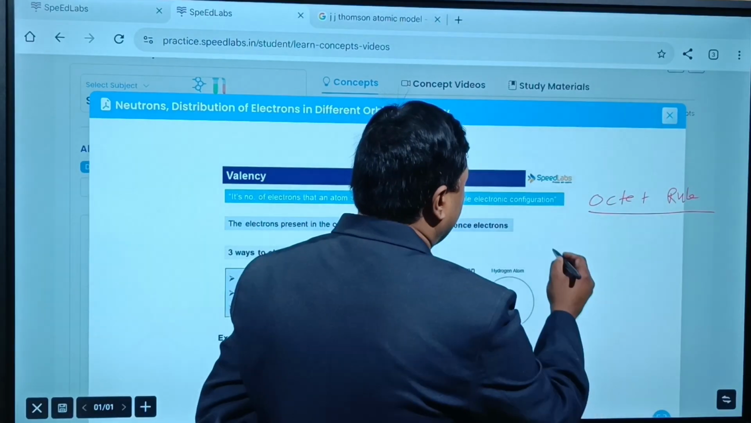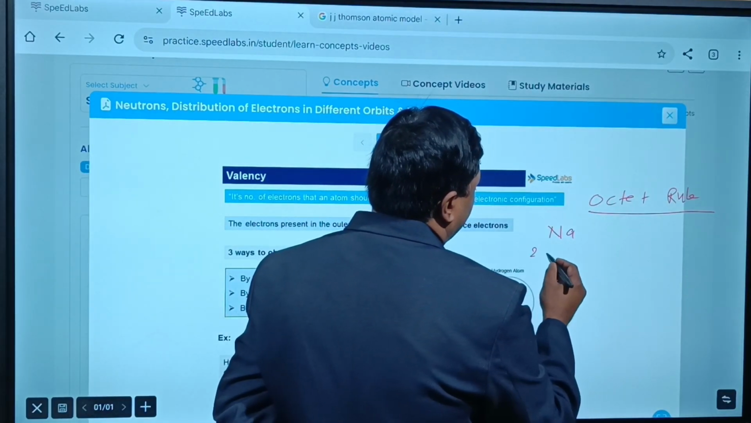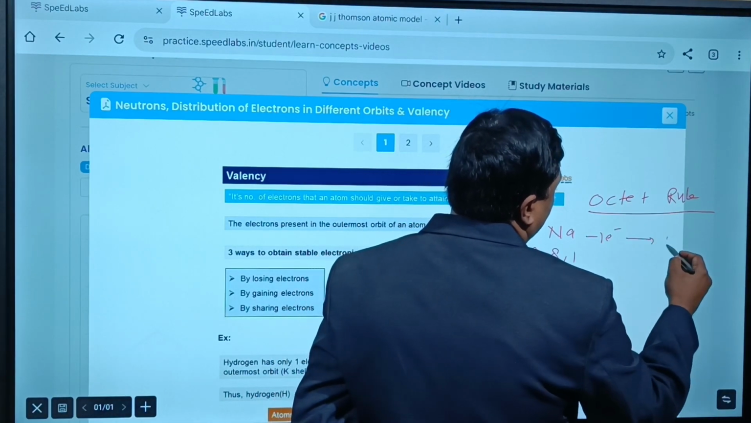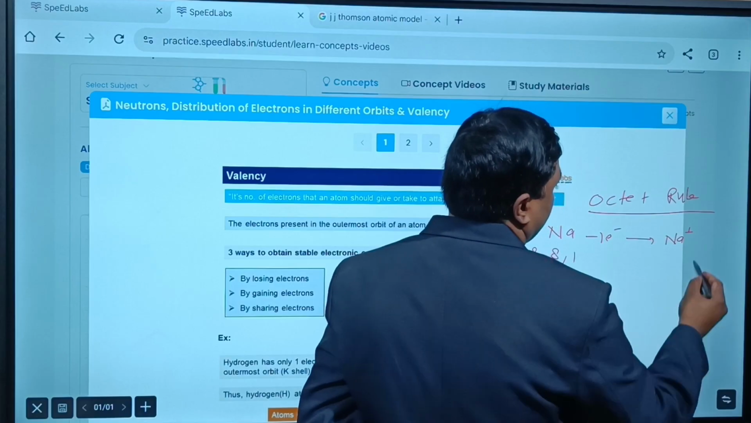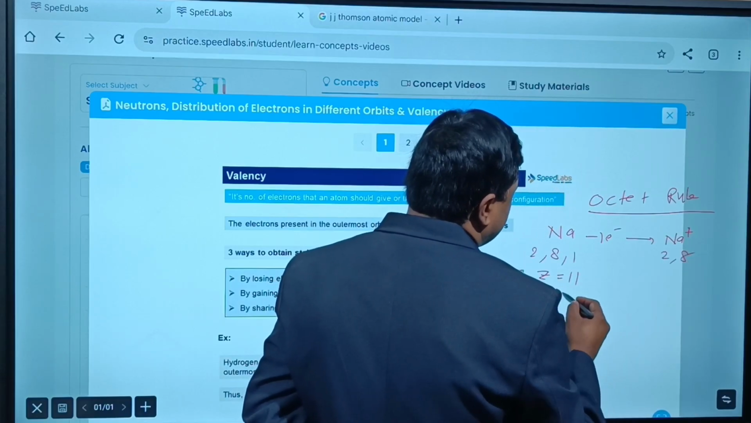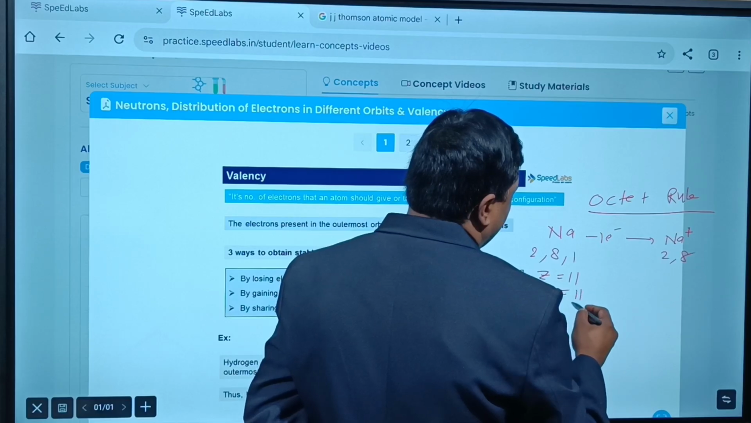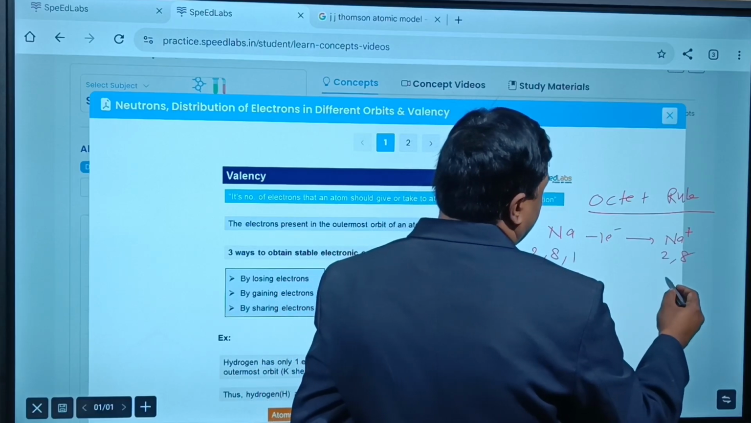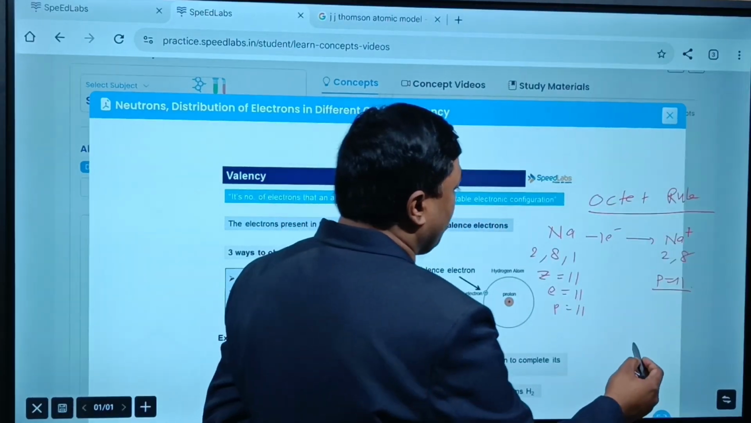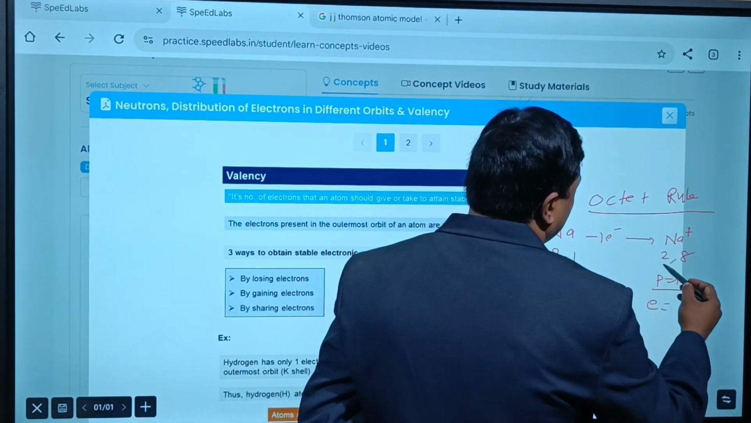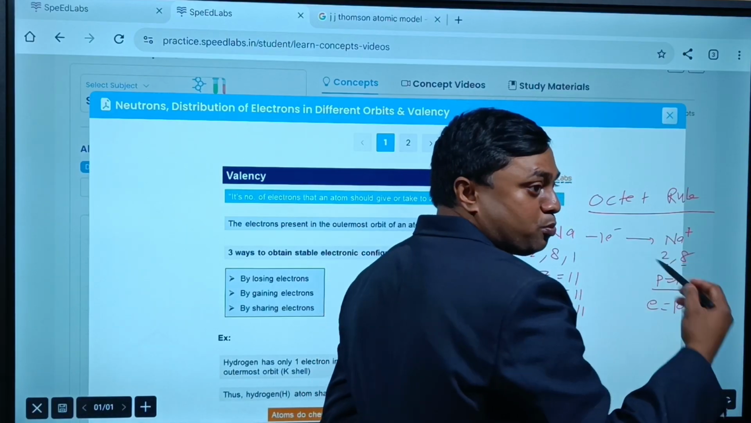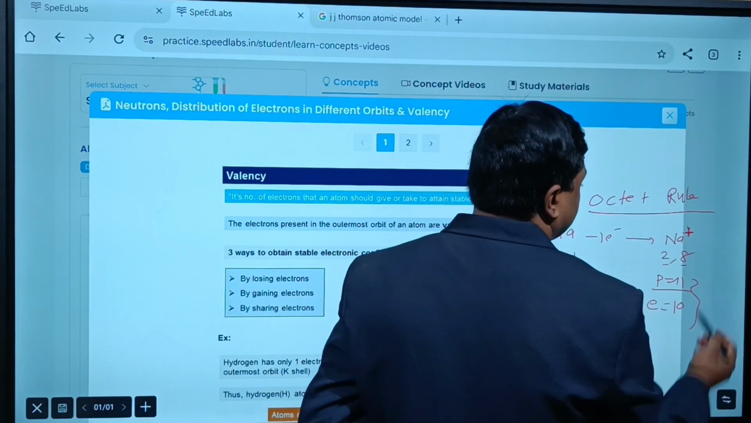For example, sodium, electronic configuration 2, 8, 1. To become stable, it is losing 1 electron. So it becomes what? Na plus. Is it clear? Because 2, 8. See, as the atomic number is 11, it has 11 electrons and 11 protons. Here, proton is 11 only, because proton number is fixed. But electron, how much? 2 plus 8, 10 electrons. As it has one extra proton, and proton is positive charge, that's why we write plus.